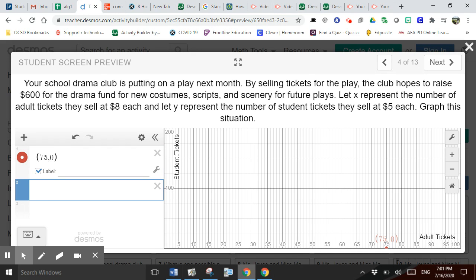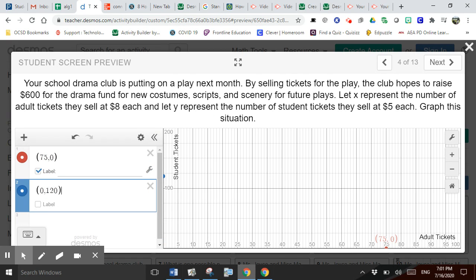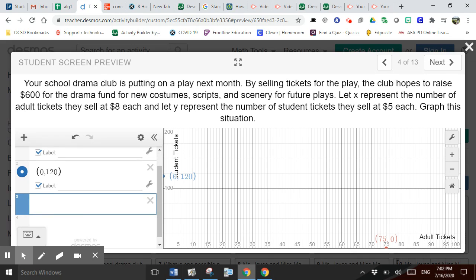And then I want to go ahead and click below that. And this was going to come up a different color. And the next one was 0, 120. And I'm going to go ahead and label that. And then I can shrink this if I want to, if it's in my way. But more importantly, I also want to put in my equation and I want to see what happens. So I'm going to type in 8x plus 5y equals 600.